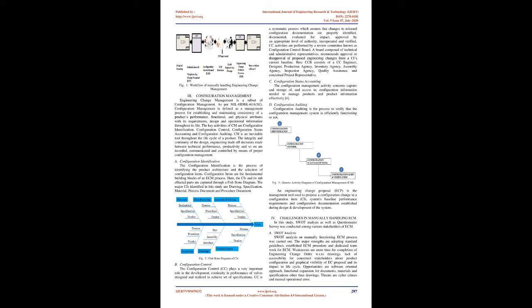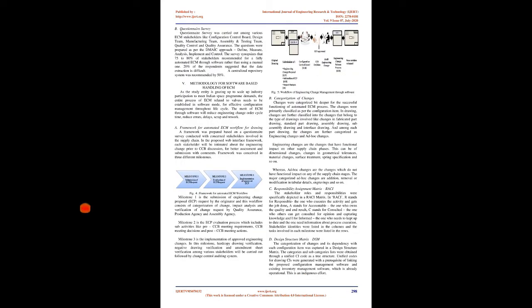B. Configuration control. A systematic process which ensures that changes to released configuration documentation are properly identified, documented, evaluated for impact, approved by an appropriate level of authority, incorporated and verified. CC activities are performed by a review committee known as the Configuration Control Board. A board composed of technical and administrative representatives recommends approval or disapproval of proposed engineering changes to a CI's current baseline. Here the CCB consists of a CC engineer, designer, production agency, inventory agency, assembly agency, inspection agency, quality assurance, and concerned project representative.